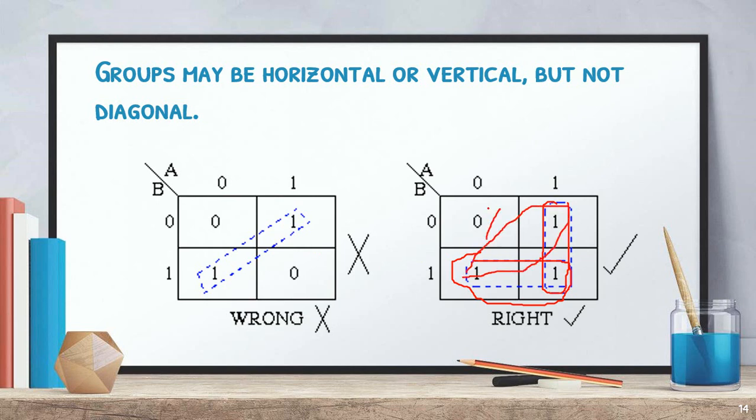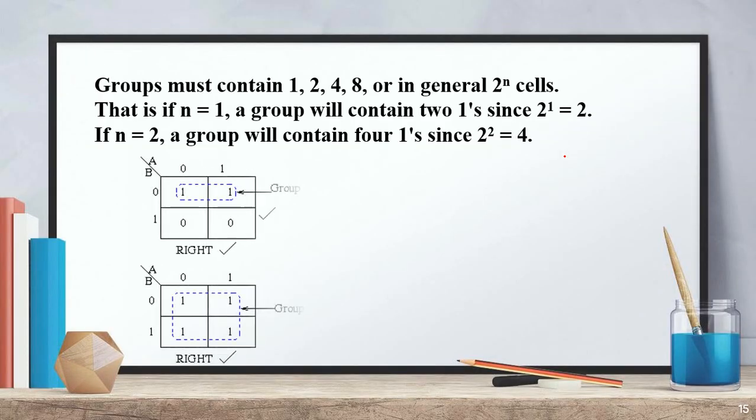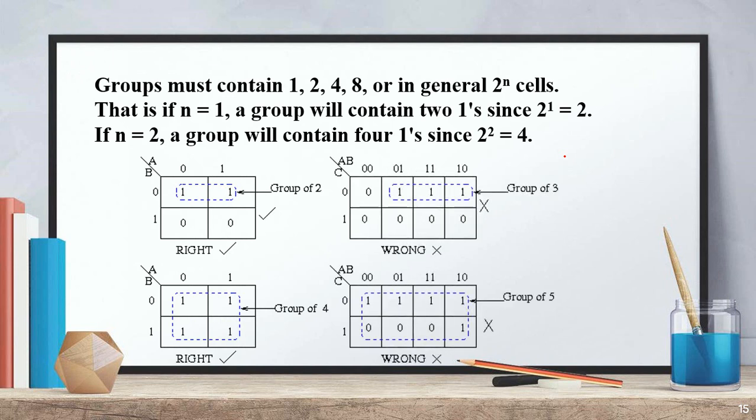So the rules: first, we can only make a group once. Second rule, either we can make the group vertically or horizontally, but we cannot do it diagonally. That is the second grouping rule. And the third grouping rule: it is only possible to group 2 to the power of n cells.